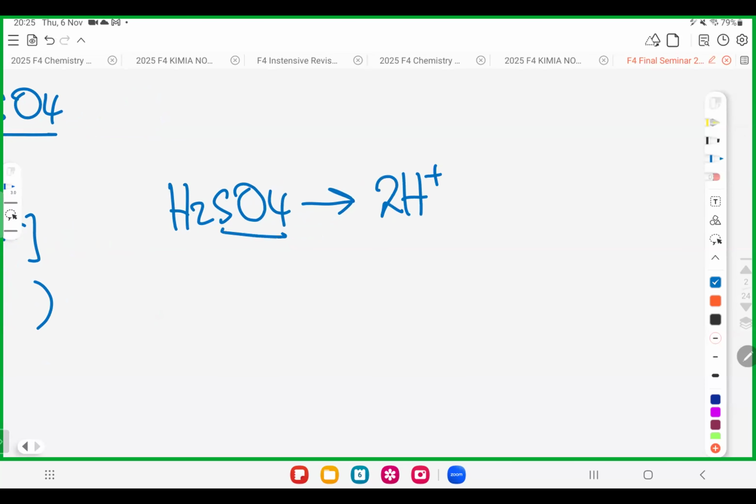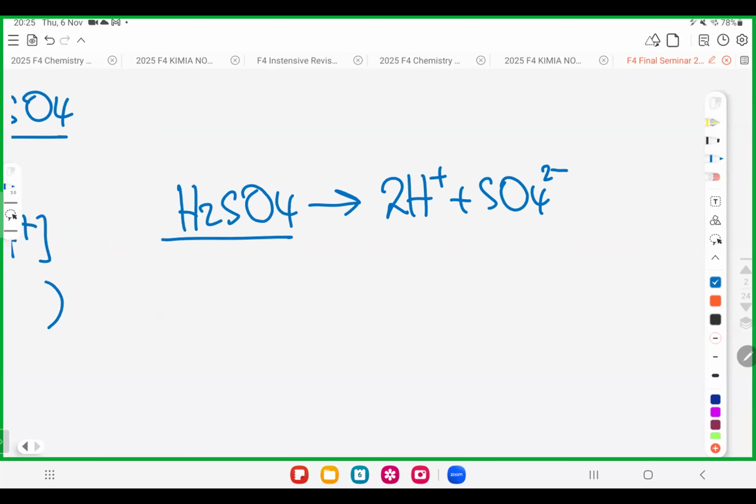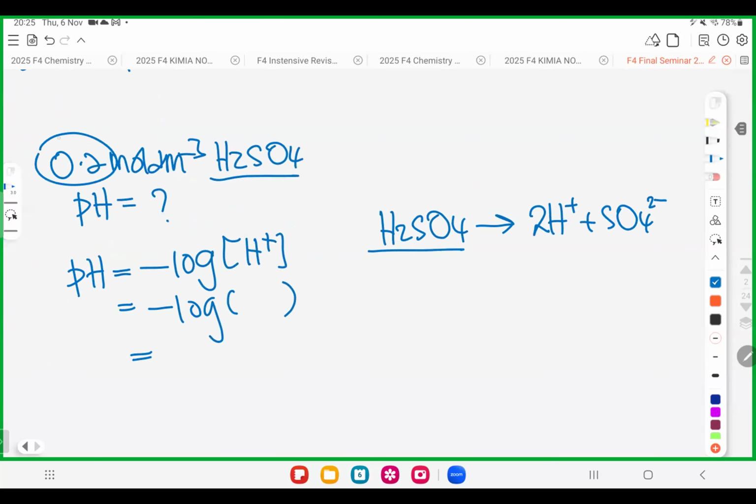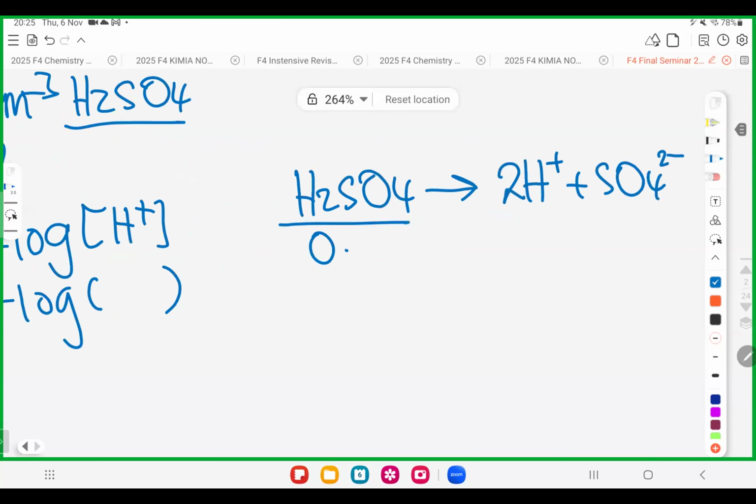The SO4 here becomes SO4 2 minus. Okay? So this equation tells me 1 sulfuric acid produces 2H plus. Why do I write this equation? This sulfuric acid, the concentration is given to be 0.2, isn't it?